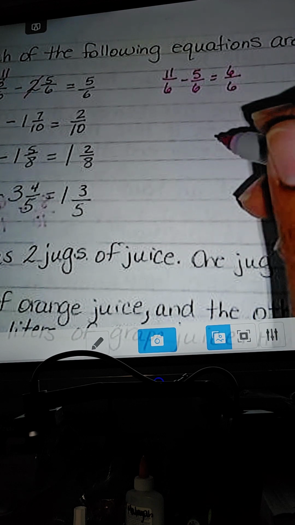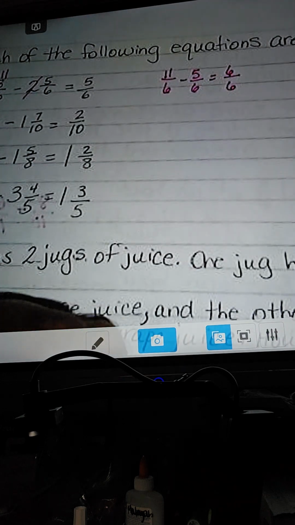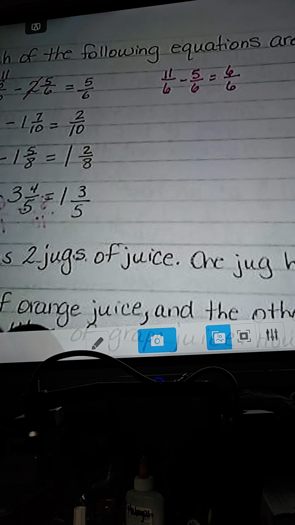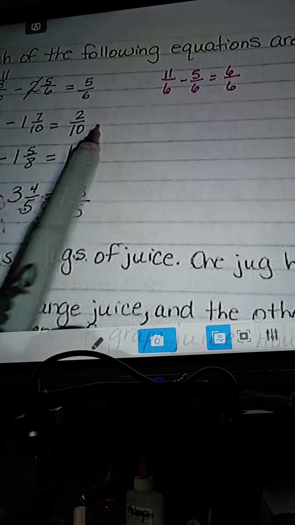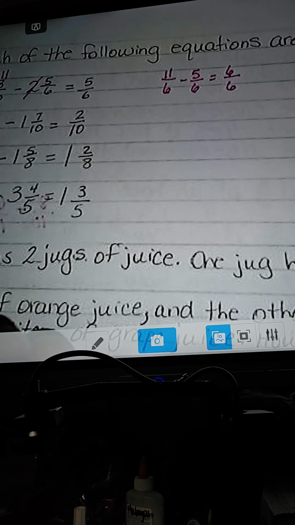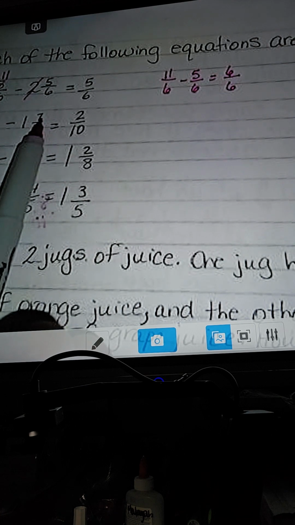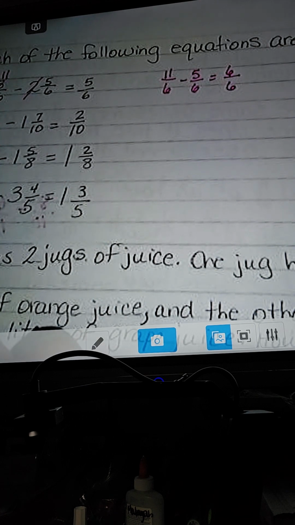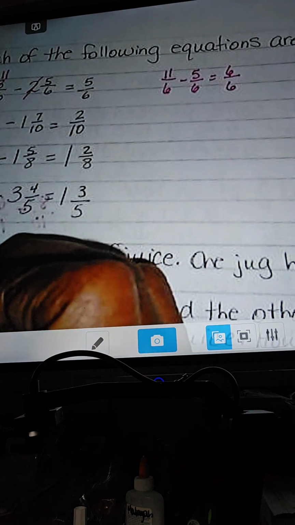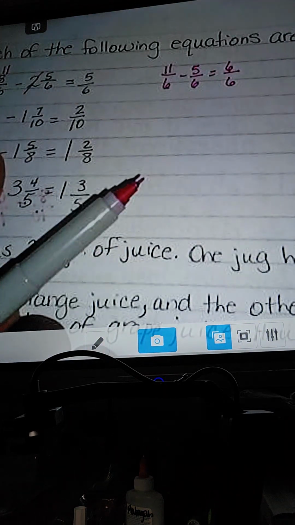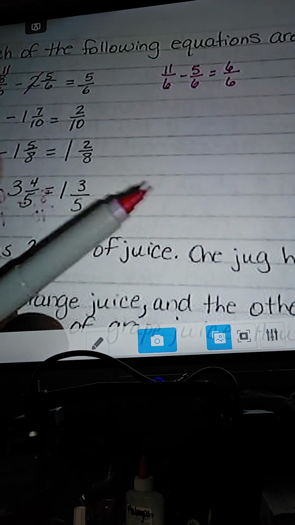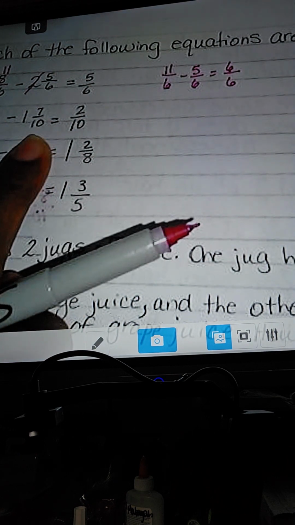All right, let's look at B. Remember, we can't subtract. We can say 2 minus 1 is 1, but that's not going to give us the correct answer because I cannot take 7 from the 5. So I have to regroup. This 2 becomes a 1. These are tenths. So 5/10 plus 10/10 equals what? 15/10. So now I have 1 and 15/10 minus 1 and 7/10 equals 2/10.